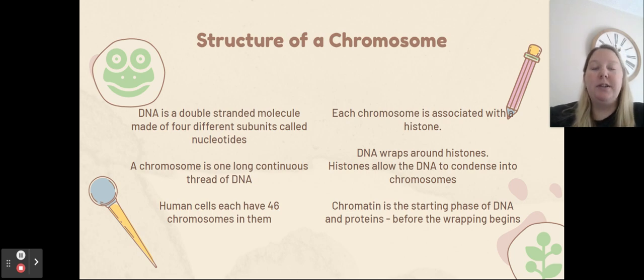Each chromosome is associated with a group of histones. These are those proteins that the DNA can wrap around. The histones allow the DNA to condense into chromosomes without supercoiling or breaking as they wind themselves up. Chromatin is the starting phase of DNA and protein before any wrapping into chromosomes begins. Before chromosomes begin to condense, we have chromatin, which is just a jumble of all 46 chromosomes and the proteins associated with them.